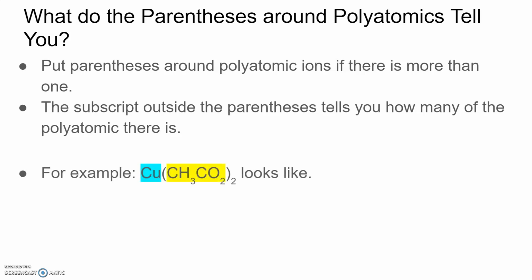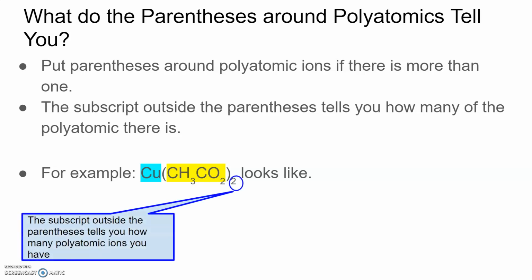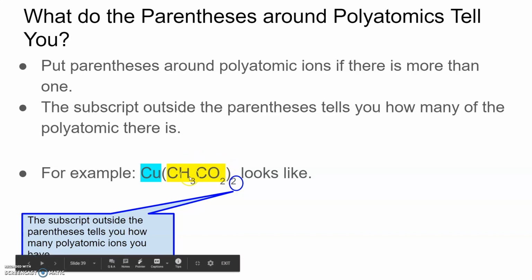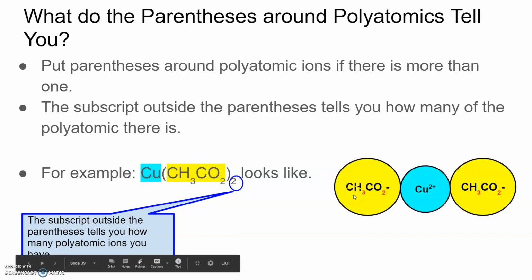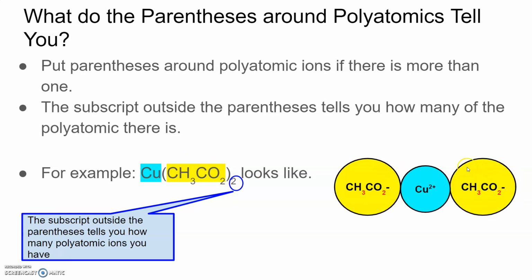ion there is. So, for example, if we have something like copper acetate, this is actually Cu(CH3CO2)2. What exactly does this molecule look like? That subscript on the outside tells you that you have a single copper, but you have 2 acetates, so 2 CH3CO2s. And this is what it would look like as a particle diagram. Notice how we have 1, 2 CH3CO2, 2 acetates, and then a copper in the middle.